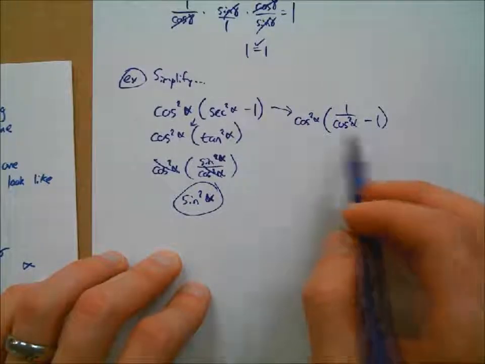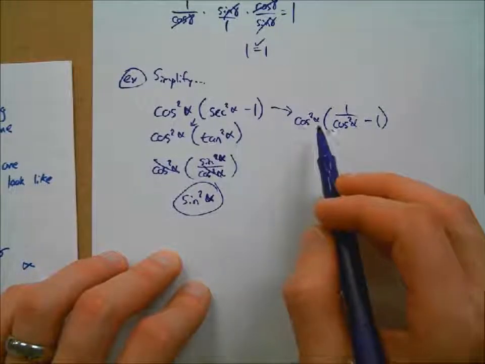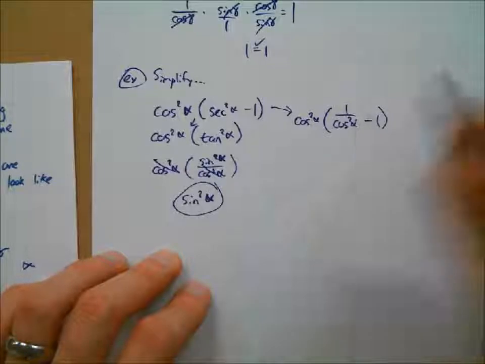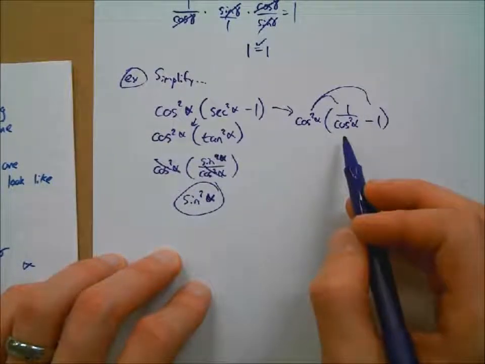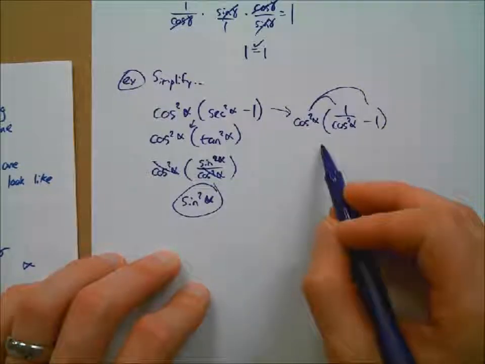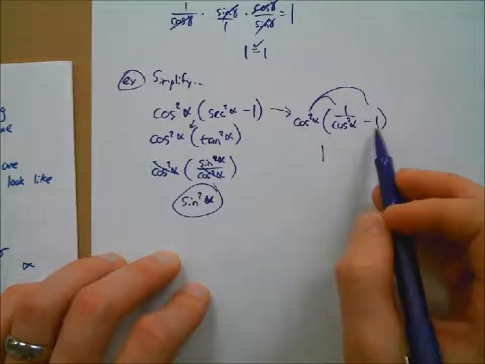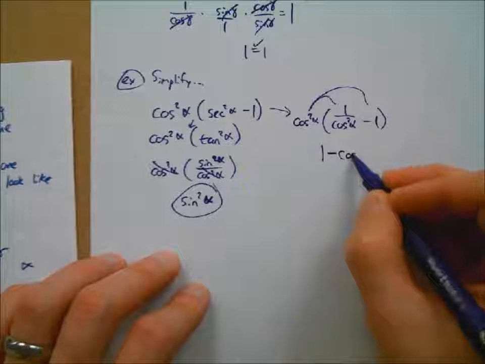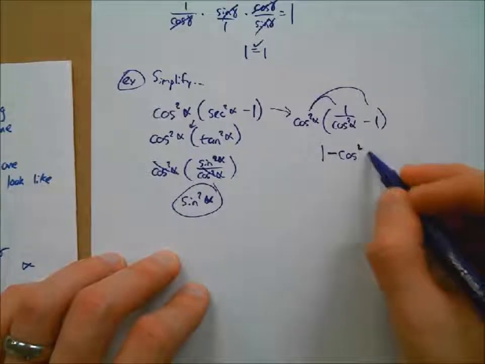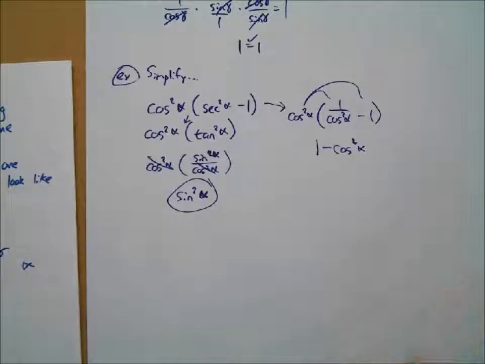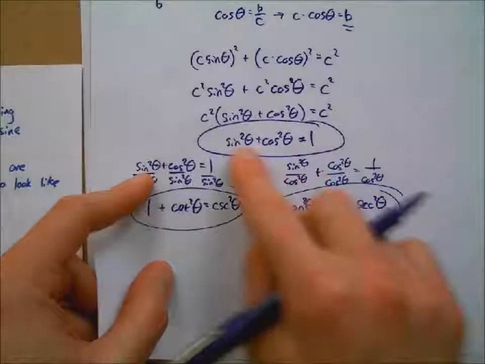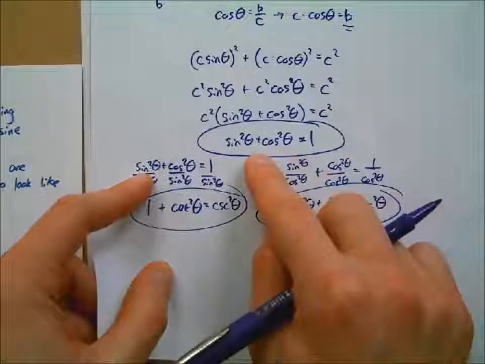We could distribute, right? We have cosine squared in front of parentheses, so distribute it. What's cosine squared times 1 over cosine squared going to give us? 1, right? And then cosine squared times minus 1 is going to be minus cosine squared alpha. Now, what's 1 minus cosine squared alpha? That kind of looks like our first Pythagorean identity, right? We can manipulate this to get 1 minus cosine squared.